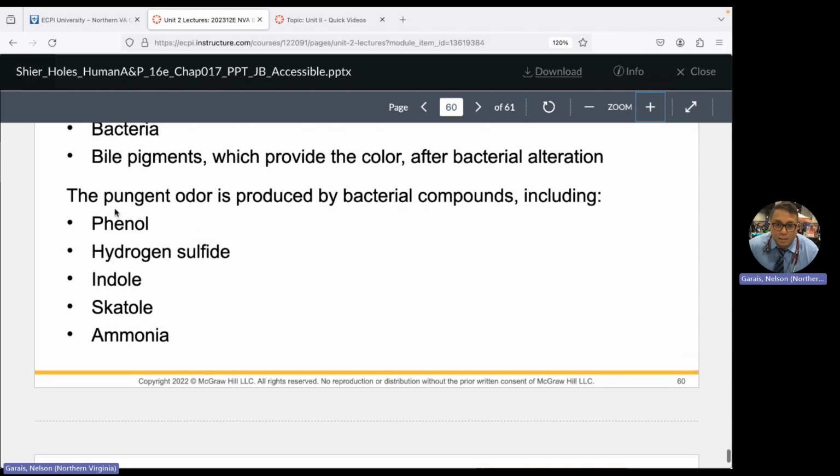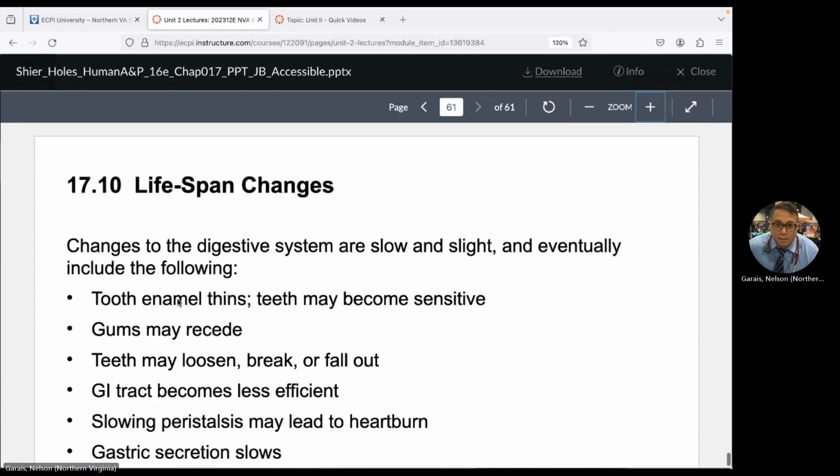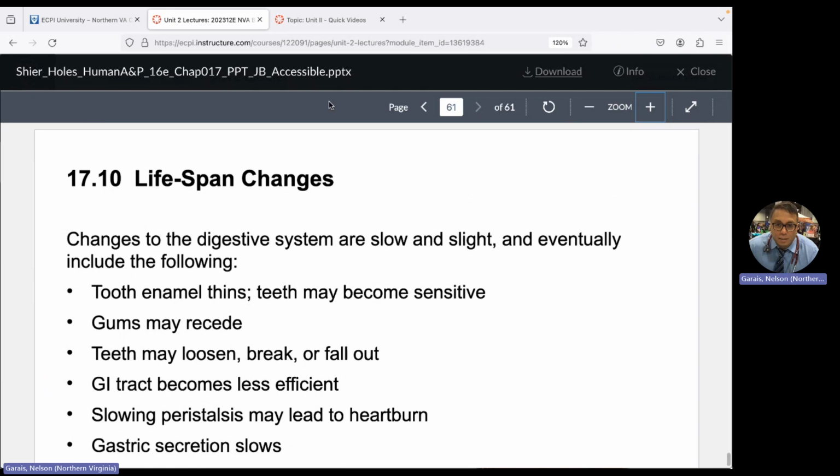Pungent is a nice way of saying that it stinks. Hydrogen sulfide is the main culprit. And that's all I got.